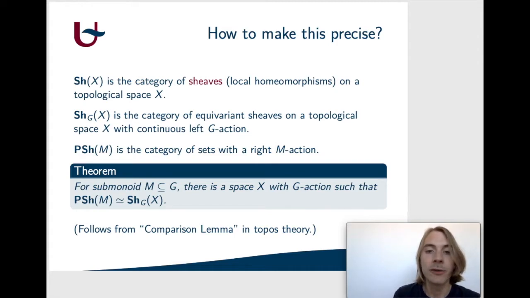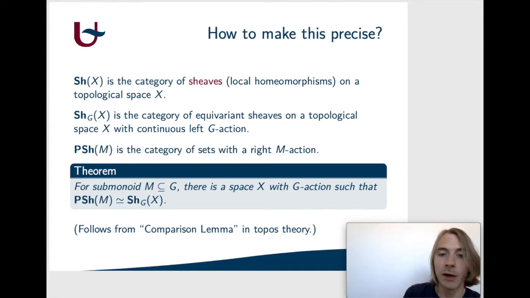And then the third category is the category of pre-sheaves on the monoid M, or in other words, the category of sets with the right M action. And then what you can do is, if you have a submonoid M of a group G, then you can construct a space X with a G action such that the category of pre-sheaves on M is equivalent to the category of equivariant sheaves on X with this G action. And this theorem follows directly from what is called the comparison lemma in topos theory.